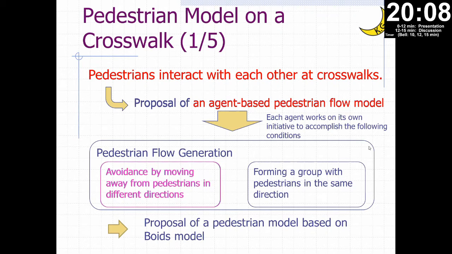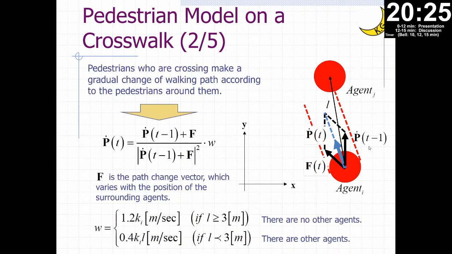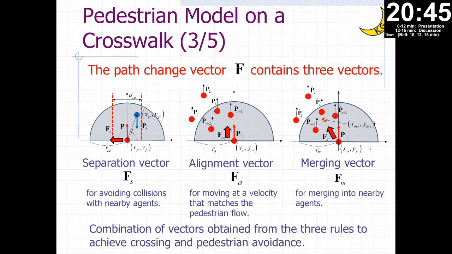In pedestrian flow generation, there are two functions: avoidance by moving away from pedestrians in different directions, and forming groups with pedestrians in the same direction. So we propose a pedestrian model based on Boids model. In Boids model, pedestrians who are crossing make a gradual change in walking path according to the pedestrians around them. F is the path change vector, which varies with the position of the surrounding agents. The path change vector F contains three vectors: separation vector, alignment vector, and cohesion vector.